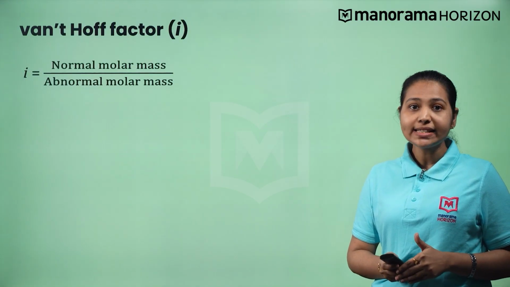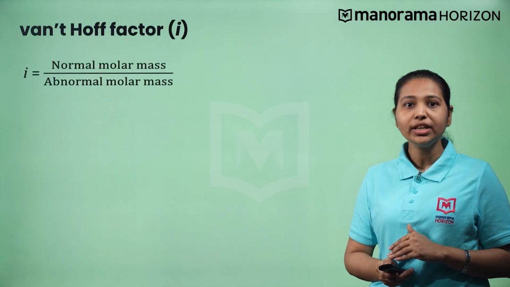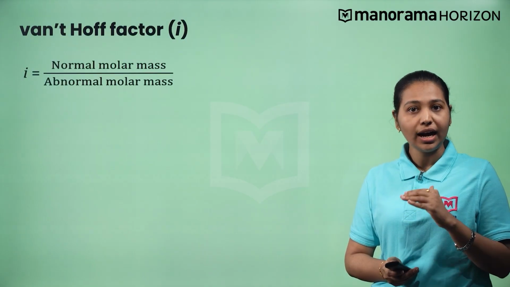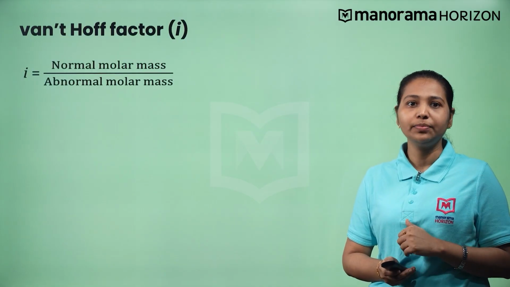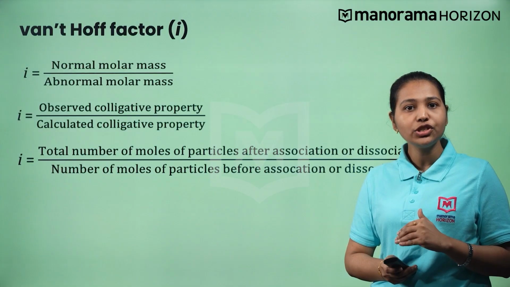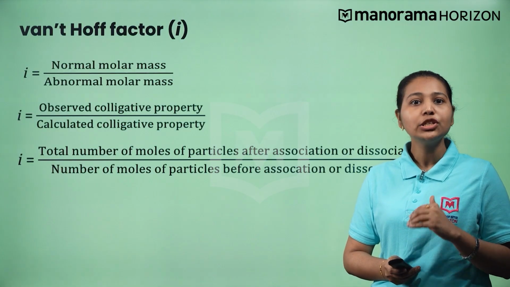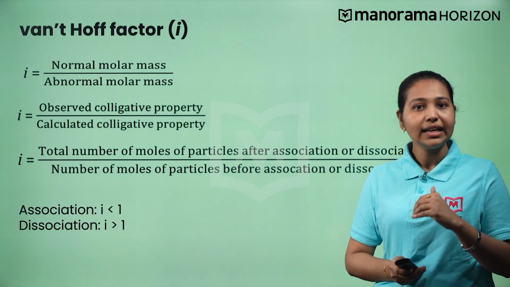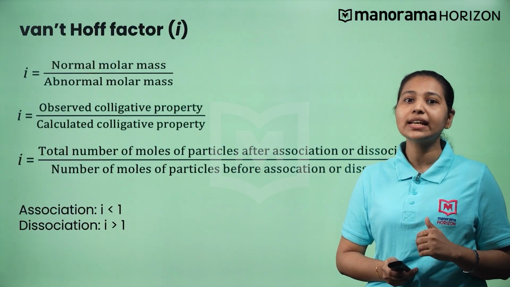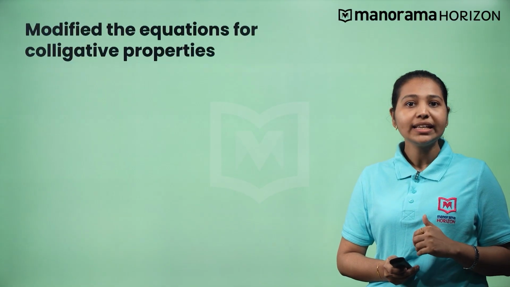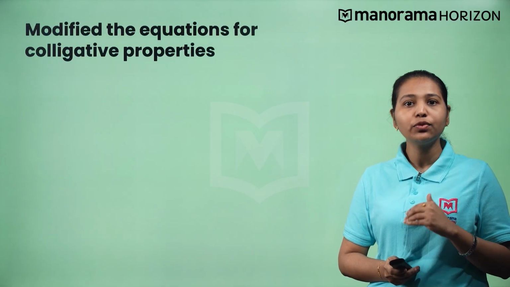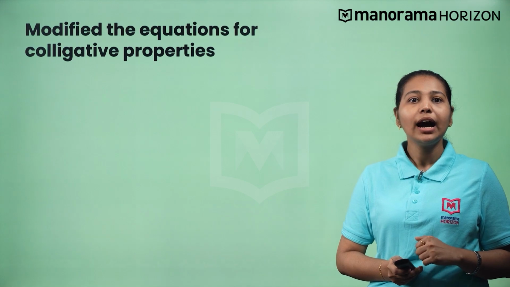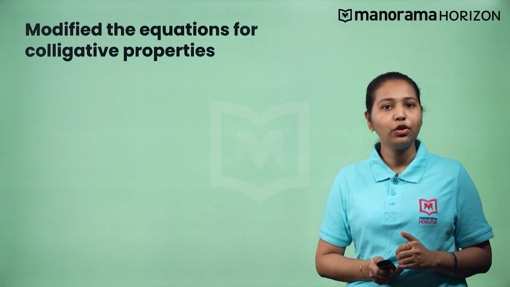To account for the extent of dissociation or association, Van't Hoff introduced a factor i, known as the Van't Hoff factor. Van't Hoff factor is the ratio of the observed colligative property to the calculated value. For association, i is less than 1 and for dissociation, it is greater than 1. Next, we will see how the equations for the calculation of colligative properties are modified by incorporating the Van't Hoff factor.